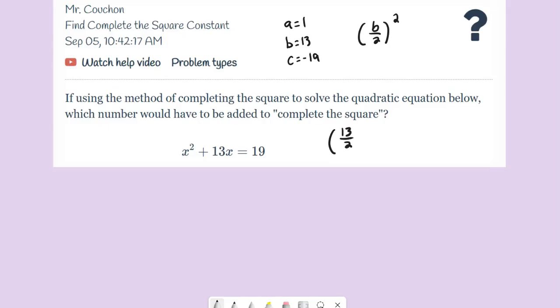And we've got 13 divided by 2. We're going to square that. Well, 13 squared is 169. And 2 squared is 4. So we have 169/4. We could also represent this as a value with a decimal. And let me see what that is. That would be 42 and 1/4, or 42.25. Any of those are acceptable.